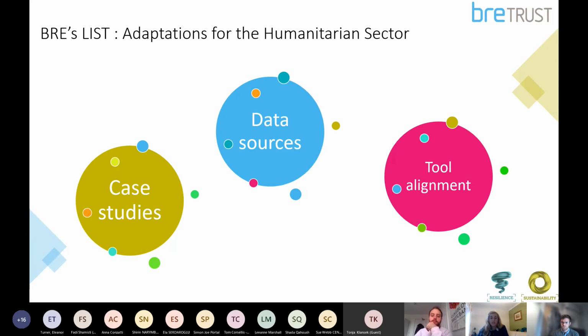The BRE Trust is looking to support the adaptation of LIST in order to ensure it meets the needs of the humanitarian sector, and we would be looking for support from interested parties to help us identify data sources that are relevant for the sector, the desired functionality of the tool, and to provide test case studies for the use of the calculator to showcase its worth in humanitarian action.